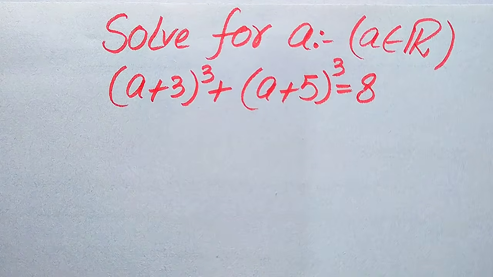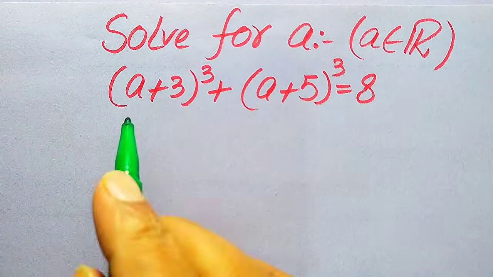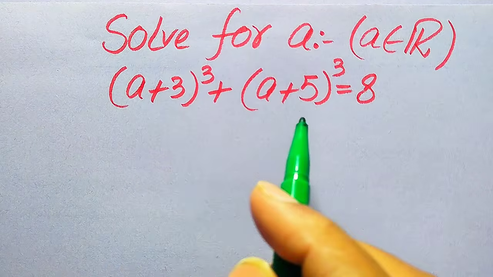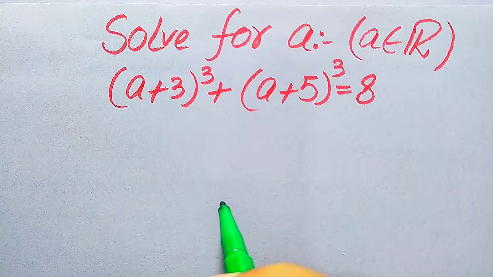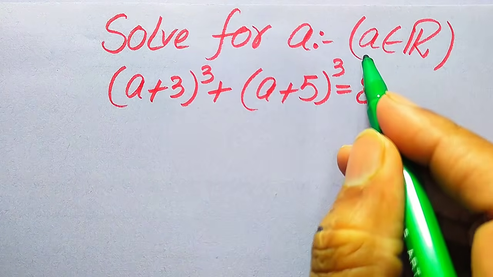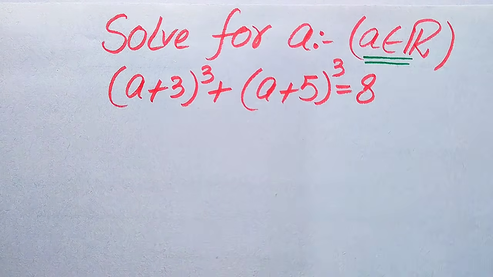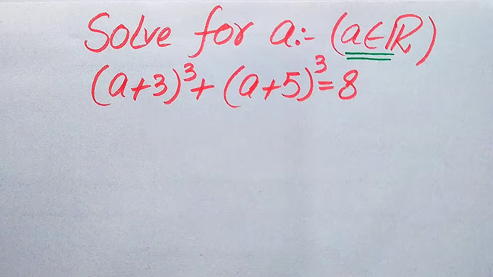Hello everyone, how to solve this problem for the values of a if we have (a + 3)³ + (a + 5)³ = 8, and we solve this problem for the real values of a. So here we need to find all the real roots of this equation, and we move towards the solution of this problem.